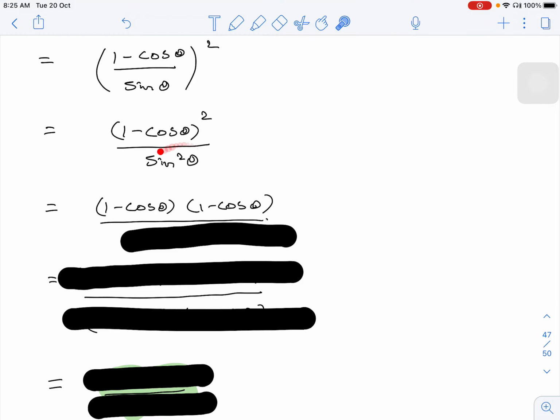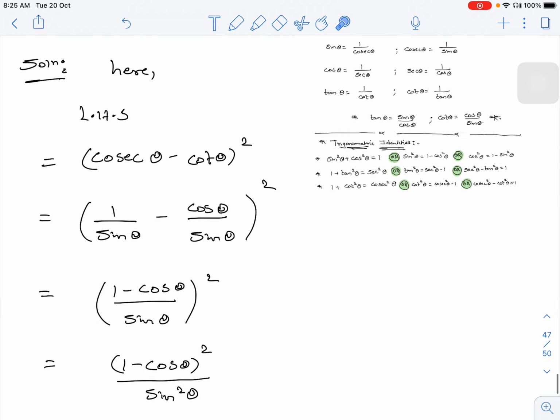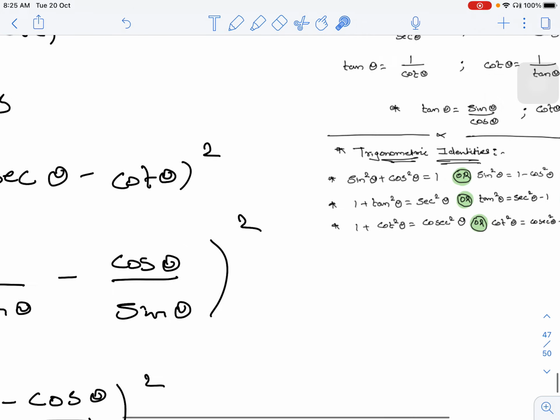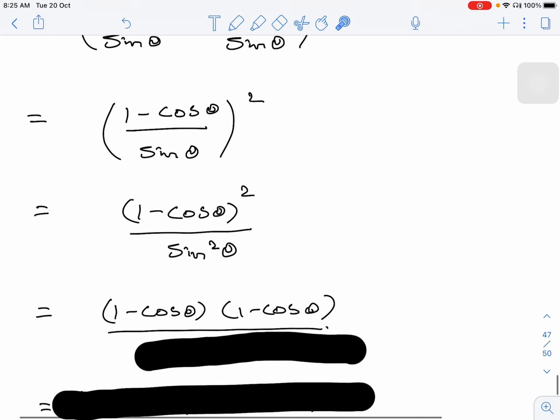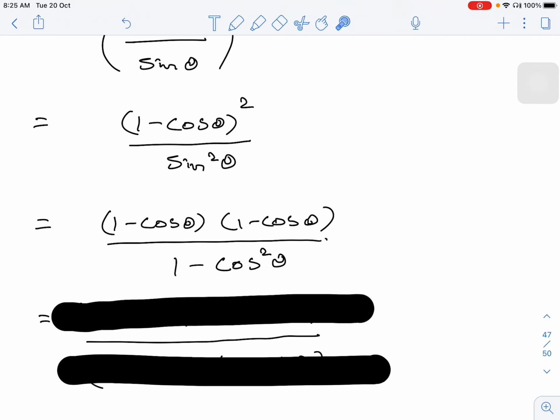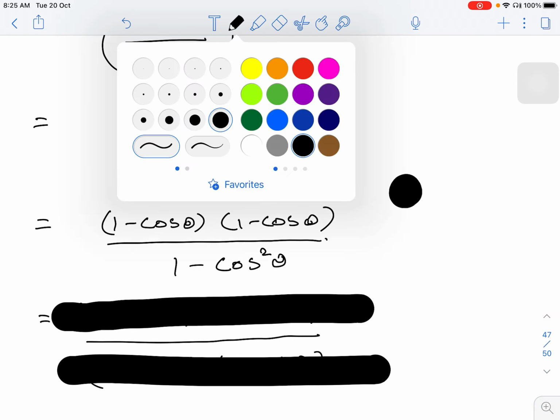Now for this sin square theta, we have an identity: sin square theta plus cos square theta equals 1. So from this we get sin square theta equals 1 minus cos square theta. It means that instead of this sin square theta, we can write 1 minus cos square theta. Now 1 minus cos square theta means 1 square minus cos square theta, which is of the form a square minus b square.